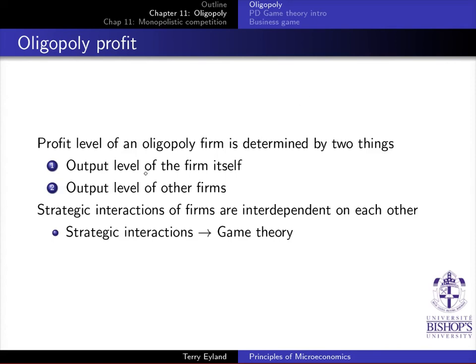So the profit level of an oligopoly is determined by two things. How much output you produce, or you could think of what price you decide to charge. And also the output level, but output and price are linked. So it could be the price level of other firms. It ends up being the same thing.